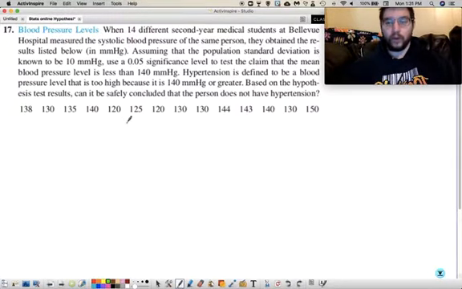So again, no matter what, the first thing you're going to do is write down, yes, actually write down your hypotheses. Take the time, get the pencil and paper out, and write it.